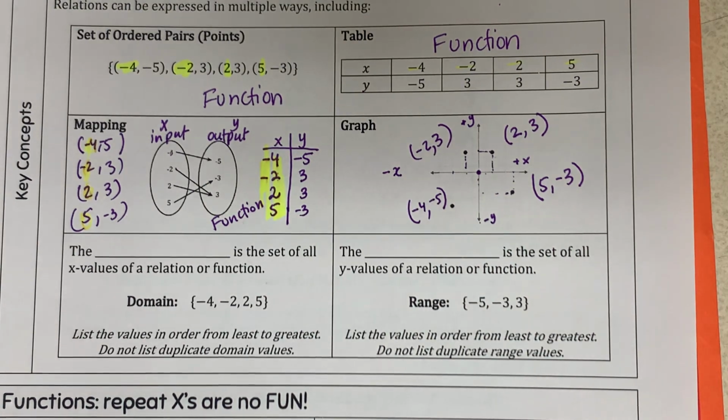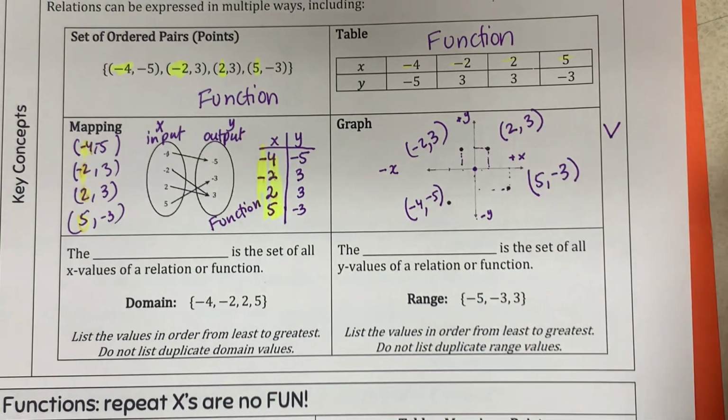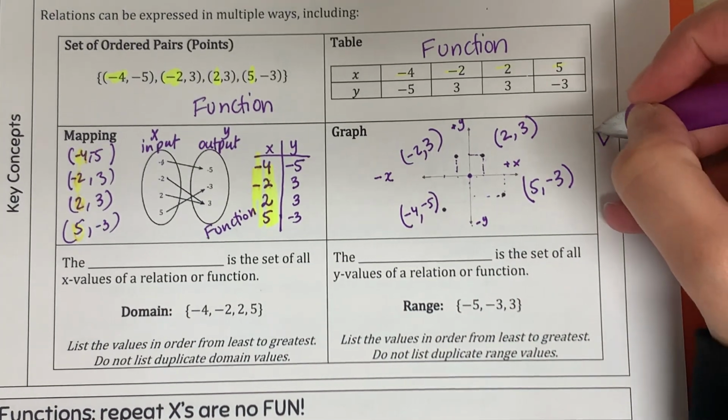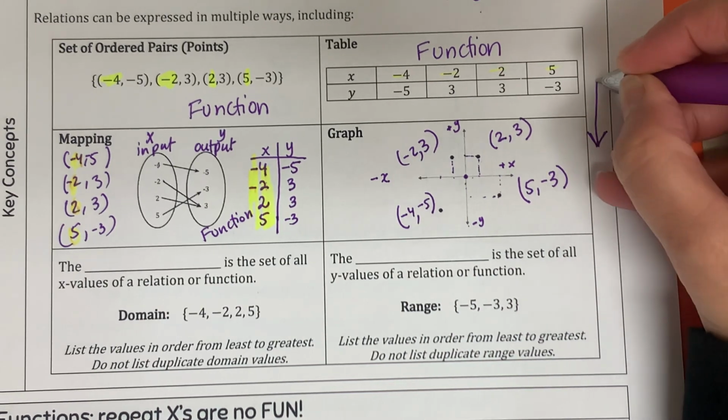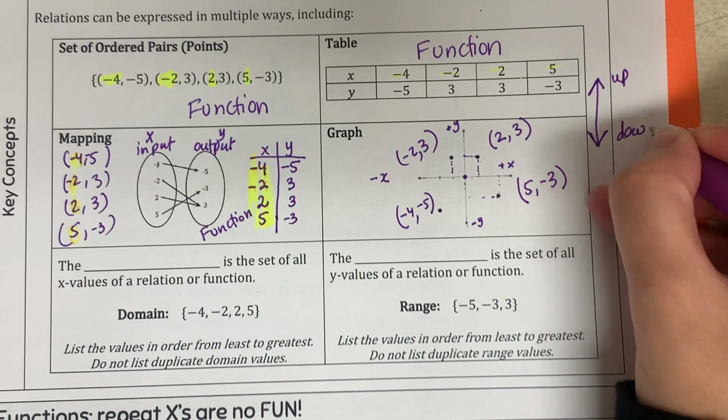So the vertical line test is you draw a vertical line. Now you have to remember what is a vertical line. The way we reviewed before was write a V. Vertical should be going up and down. So when the line goes up and down, this is vertical.